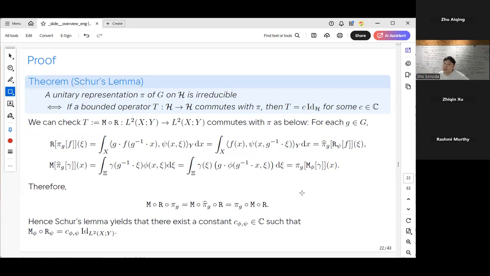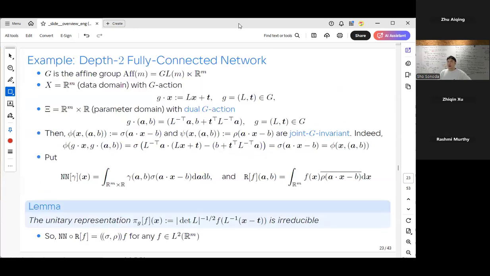In order to use Schur's lemma, we use the assumptions of the joint equivariance of feature maps and the group equivariance of measures dx and dz. Okay. And we have 3 examples. The first example is the depth-2 fully connected network case.